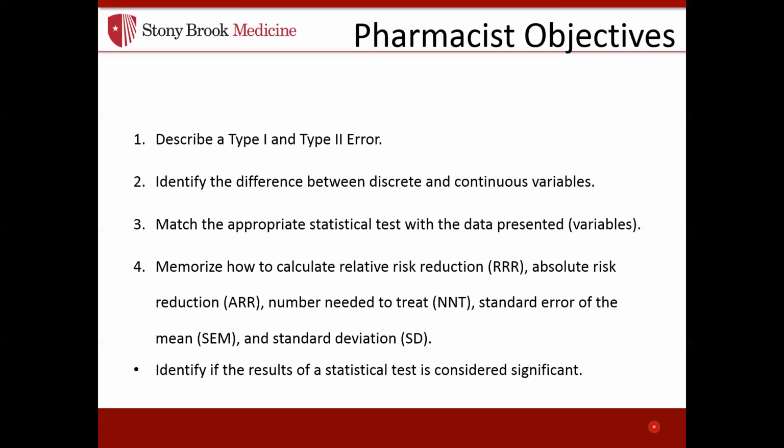Real quick, here are the pharmacist's objectives. Objective number 1 is to describe type 1 and type 2 error, identify the difference between discrete and continuous variables, match the appropriate statistical test with the data presented, memorize how to calculate relative risk reduction, absolute risk reduction, number needed to treat, standard error of mean, and standard deviation. Identify if the results of the statistical test are considered significant.